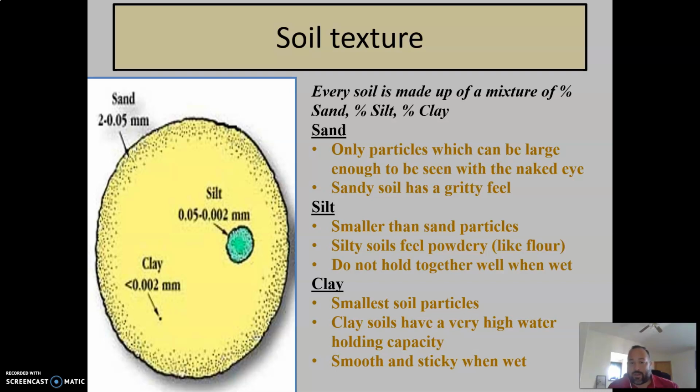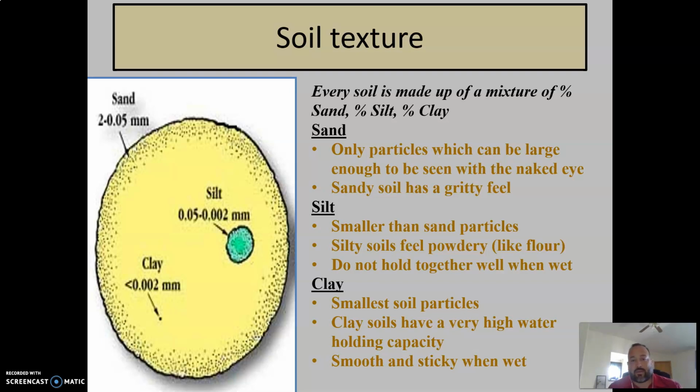We also have silt, which is smaller than sand particles. Silt feels kind of powdery like flour, and it doesn't hold well together when wet. And then we have clay, which are the smallest soil particles, but they have a very high water holding capacity. They're smooth and sticky when wet.